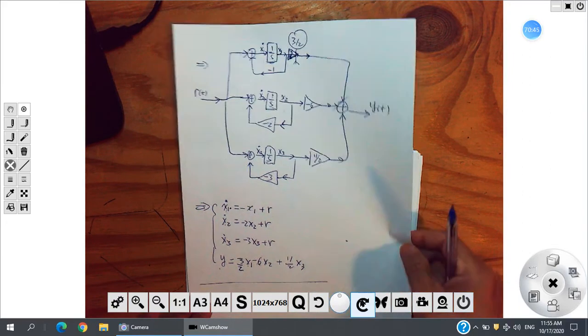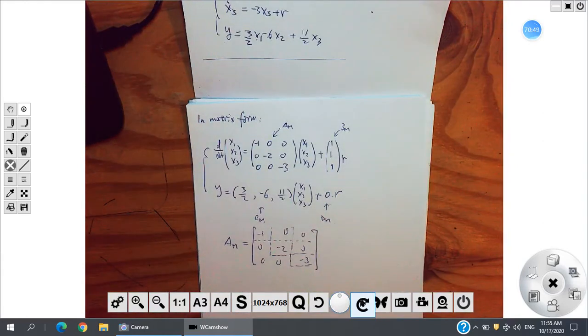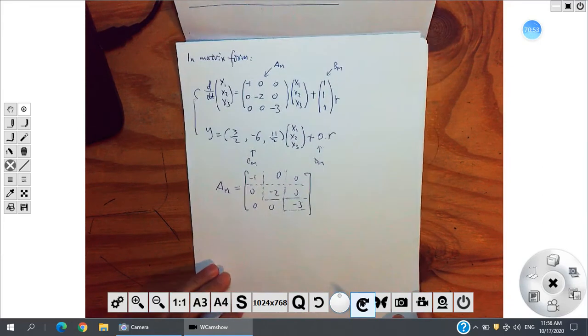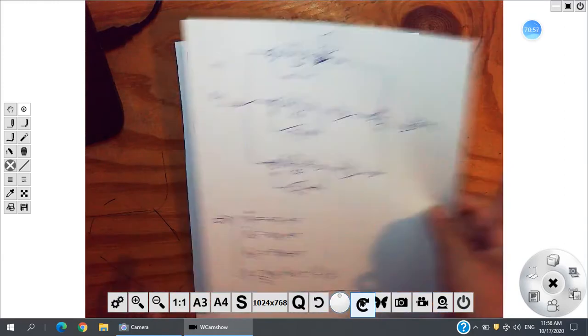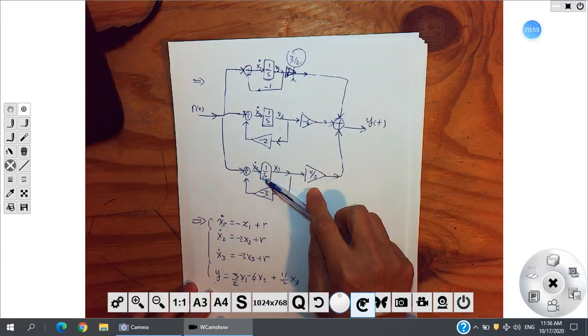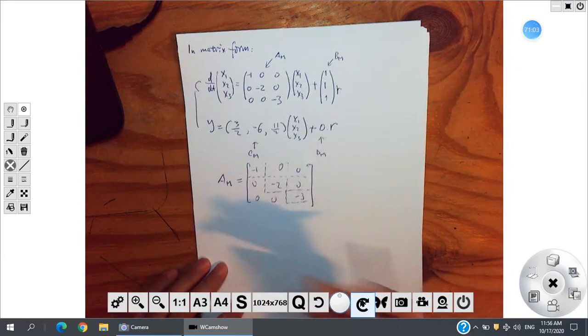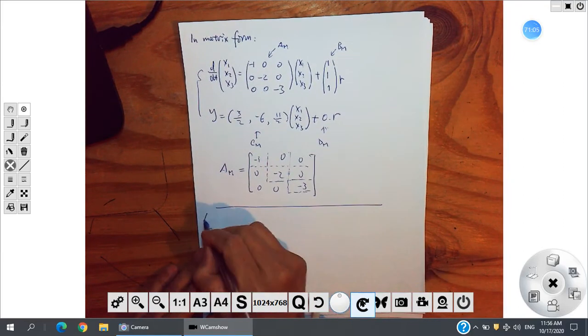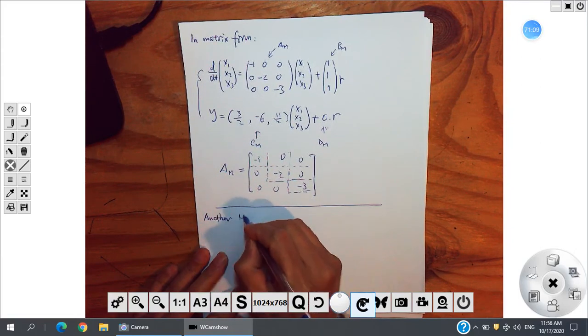Alright. But this method is not unique. Now I separate the system into three pieces. I can also separate it into two pieces. Another MCF, modal canonical form.